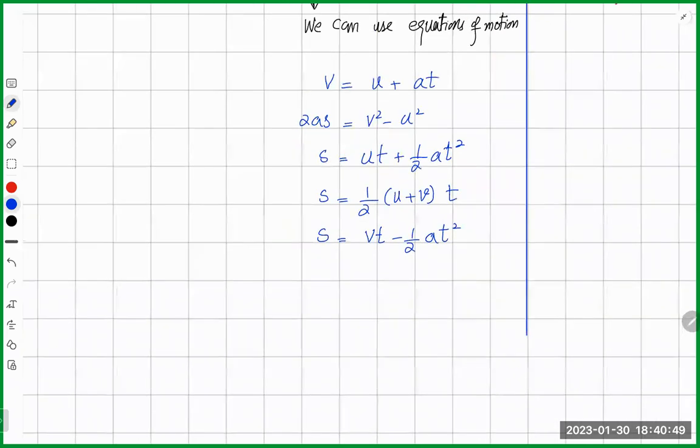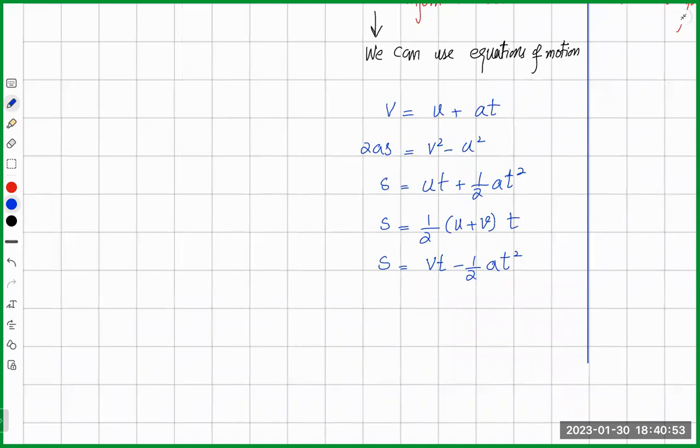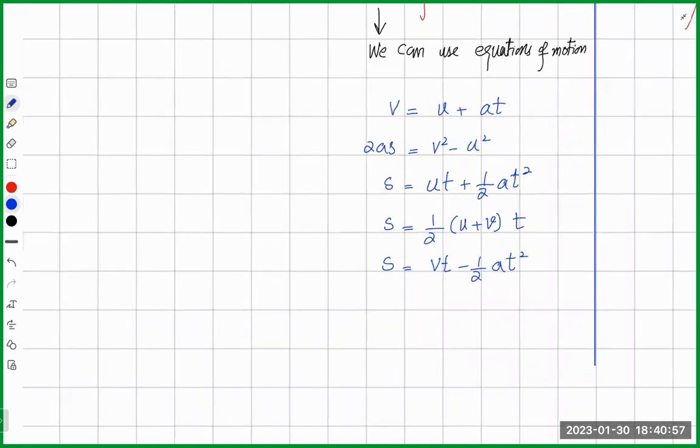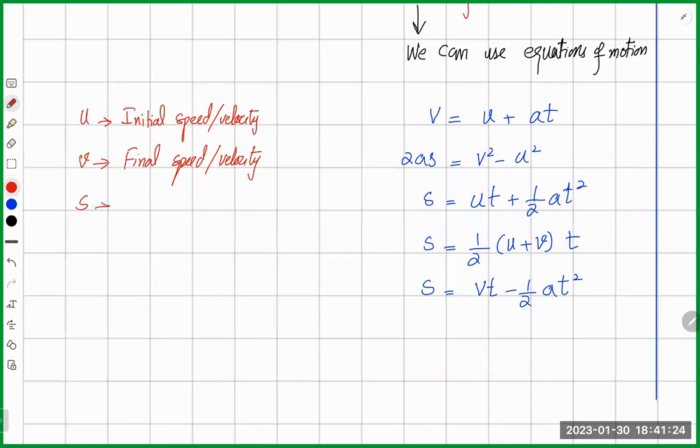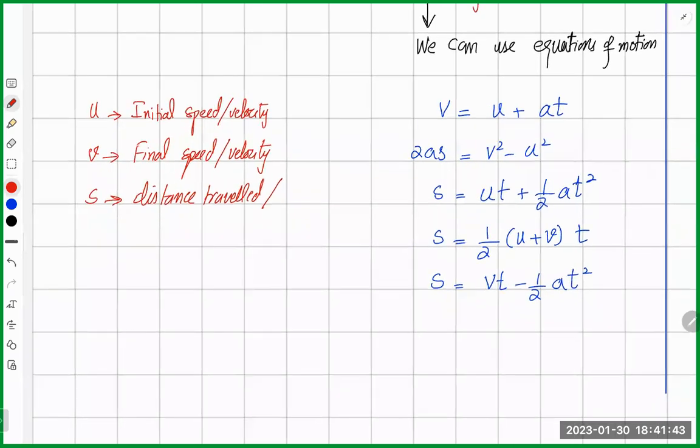Now, if you see how many different variables are used in all of these equations, the answer is 5. And what are those variables? u is initial speed or velocity. v is final speed or velocity. s is distance traveled, or in some cases, it can be displacement. Correction, my bad. Distance traveled can also be displacement.